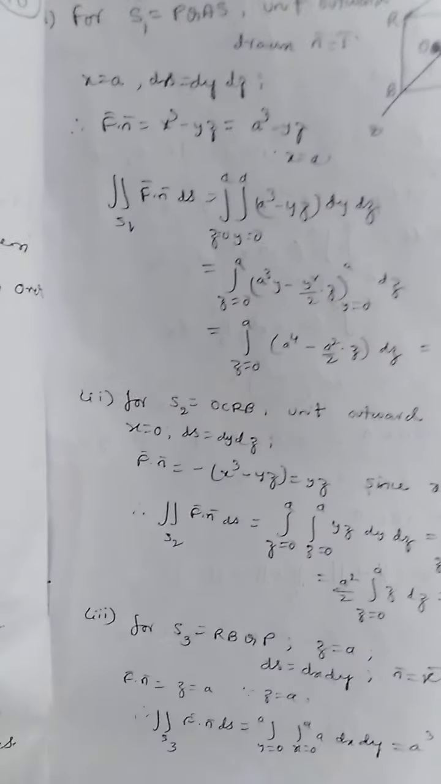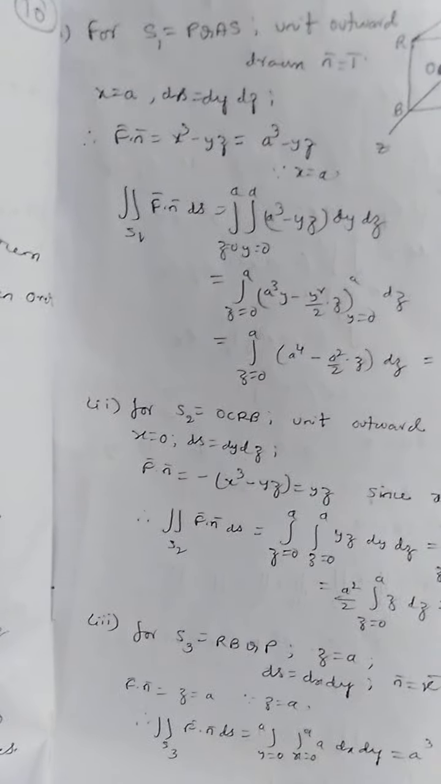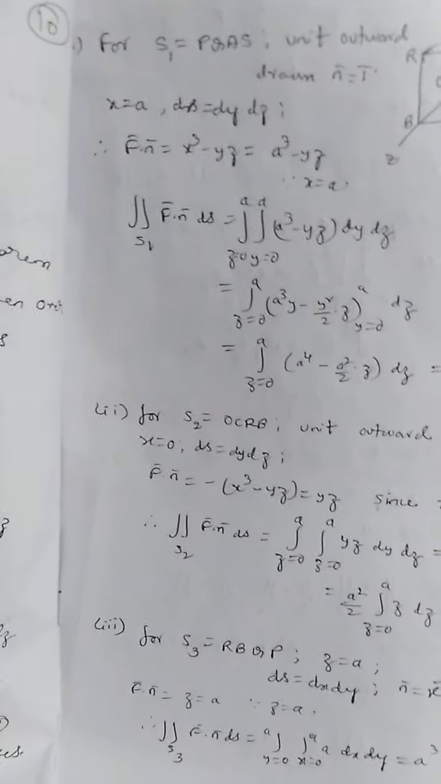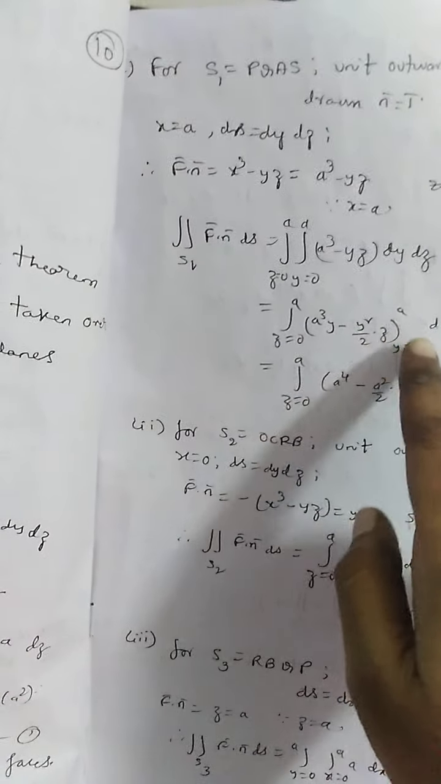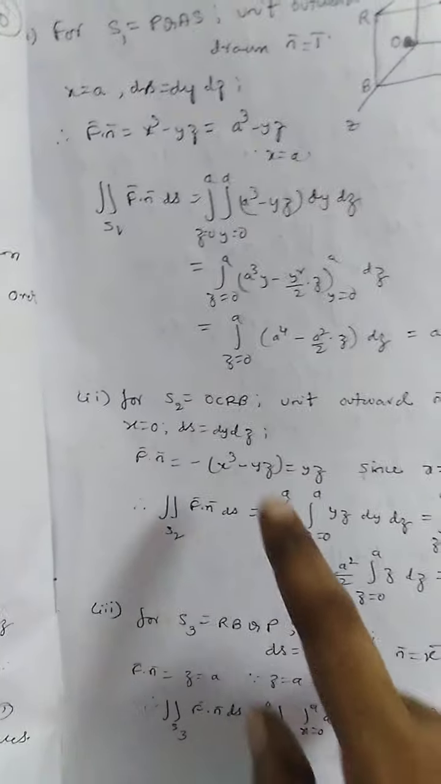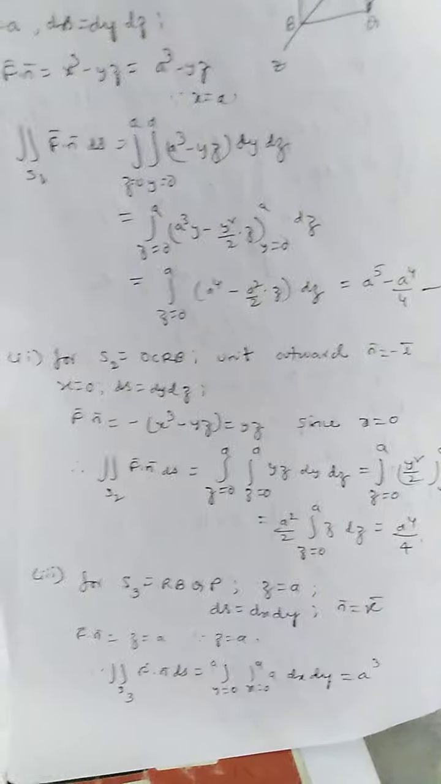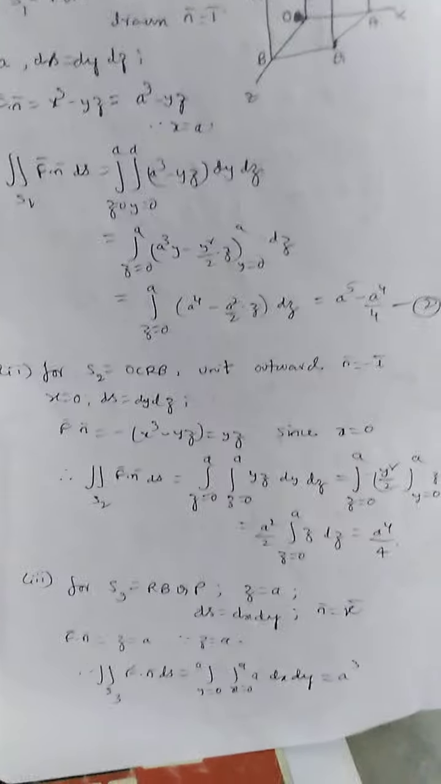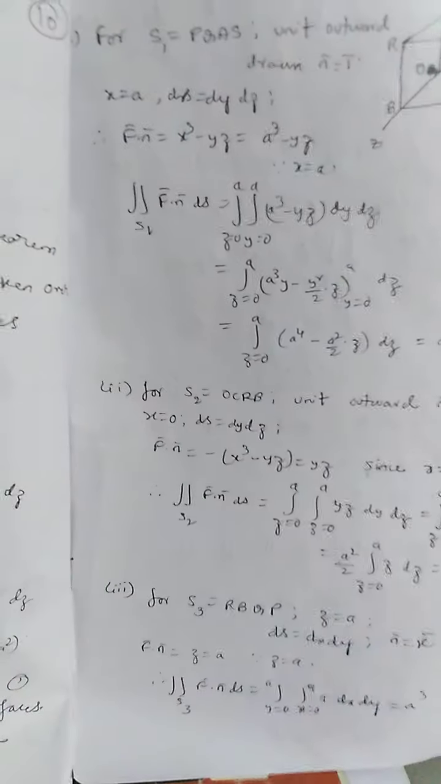Integrating with respect to y, a cube is constant, the integral of dy is y, minus y square by 2 with z constant, and applying the limits from 0 to a, we get a power 4 minus a square by 2 z, dz. So overall, by simplification, we get a power 5 minus a power 4 by 4. That is for the first face PQAS.